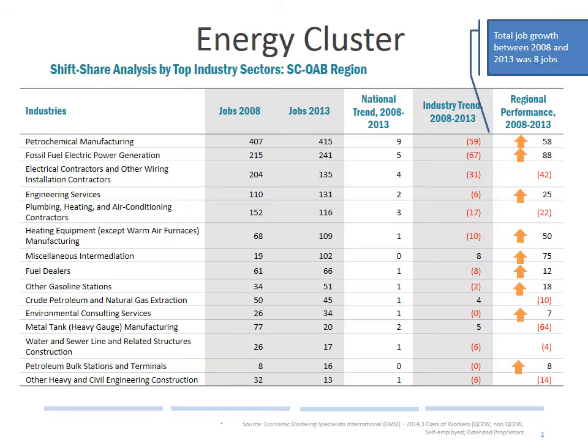Shift share analysis splits regional job growth into three components: the national change effect, industrial mix effect, and regional competitiveness effect. A time frame is required to perform shift share analysis. So for our example, let's look between 2008 and 2013 in the energy cluster. Let's start with the national growth effect.